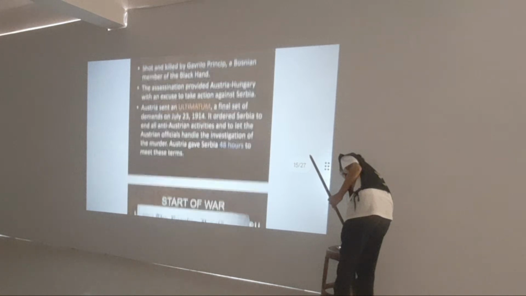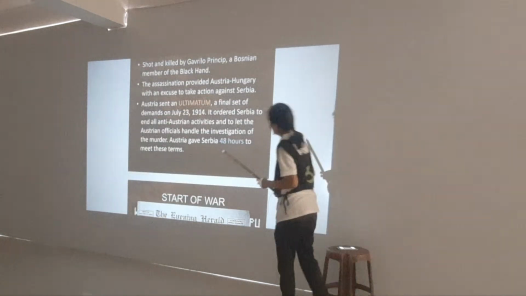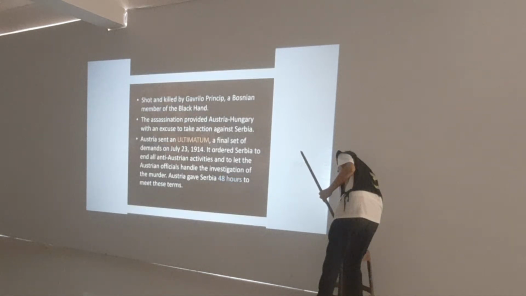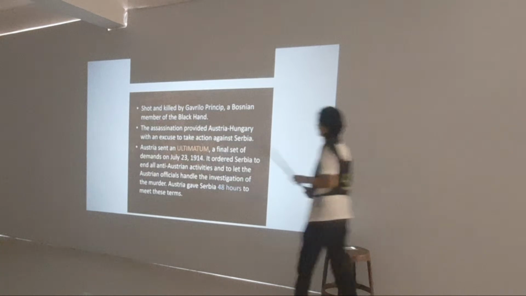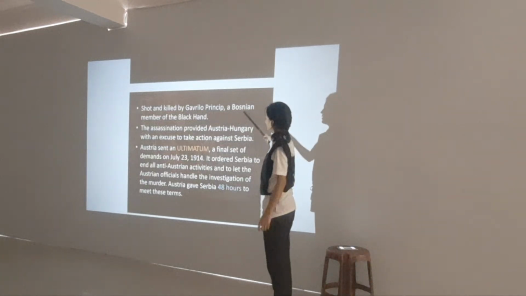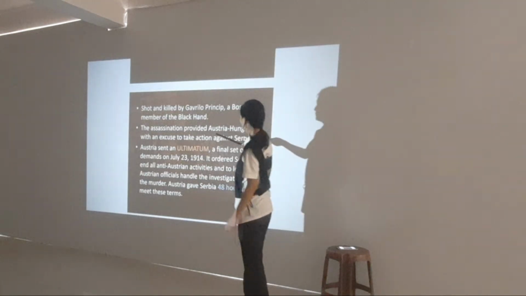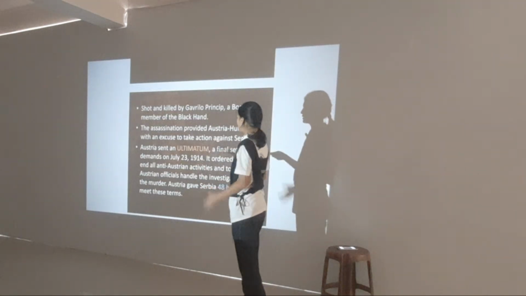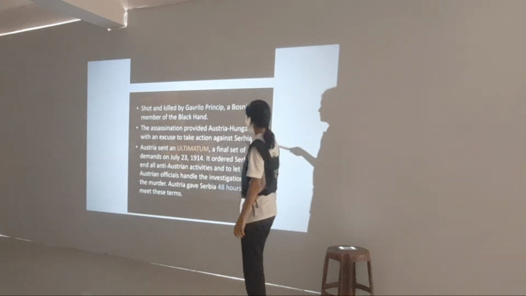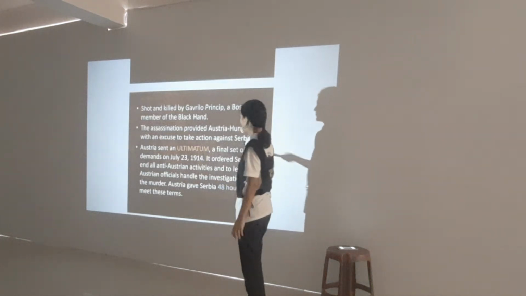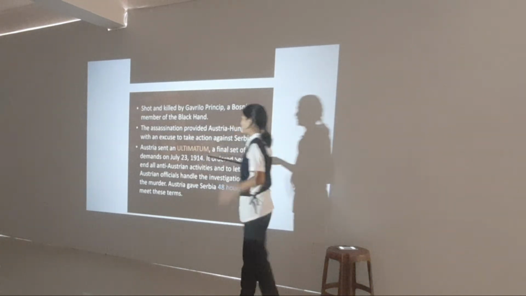He was killed by Gavrilo Princip, and the terrorist group was based in Bosnia. The assassination provided Austria-Hungary with an excuse to take action against Serbia. So Austria and Hungary started taking action against Serbia, and Austria sent an ultimatum.